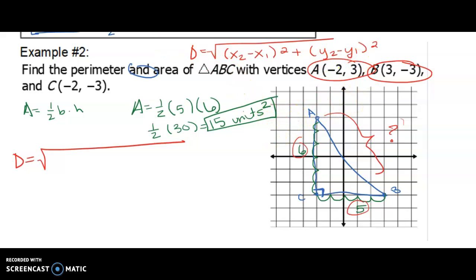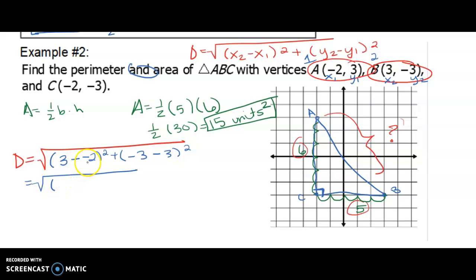Okay, so let's label this point 1 and point 2. So this would be my x1 coordinate, y1 coordinate, x2 coordinate, y2 coordinate. All right, let me plug it in. Distance equals x2, which is 3, minus x1, which is -2, squared, plus y2, which is -3, minus y1, which is 3, and that is also squared. So let's simplify this, baby steps.